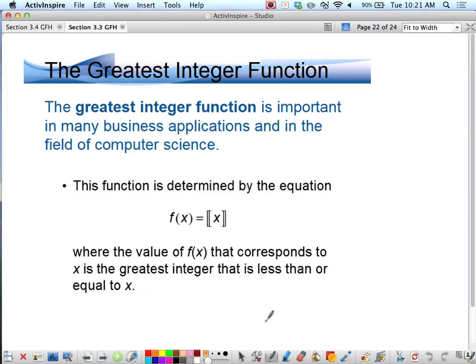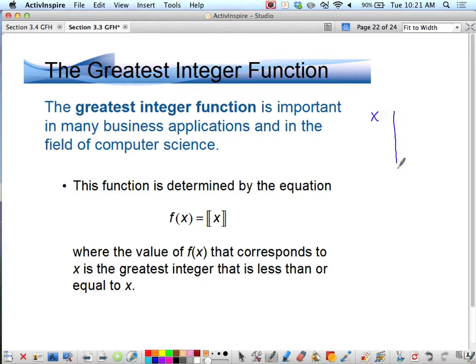Any number you substitute in for x, it turns it into an integer. And the integer it turns it into is the greatest integer less than or equal to the number you substitute in. So think about that for a minute. It's the greatest integer less than or equal to. So we'll just make a little table and talk about it real quick.